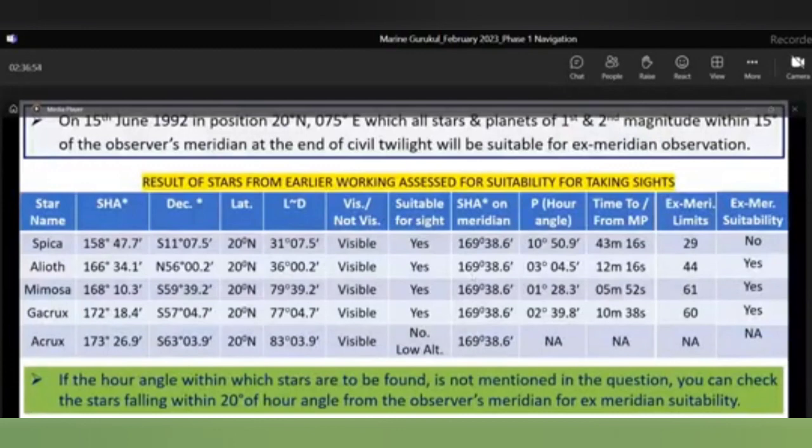Sir, please share the PDF. Okay, now look beta, can you put up the last slide? Sir, in this, the first star we are saying no for the X meridian suitability. What was the reason, sir? I didn't get it. Okay beta, how far is the star from the meridian? Just see the time from meridian passage. 43 16, sir. Very good. And what is the limit for this star? 29. Yes, sir. Okay. Got your answer? Yes, sir. Done beta? Clear? Yes, sir. Very good. I'm just removing the slide now.